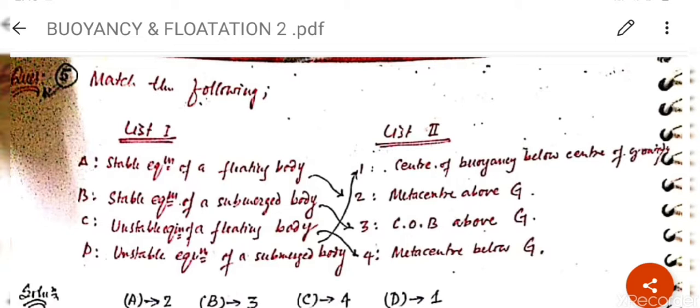A representing 2, B representing 3, C representing 4, D is 1. You can match and see the last theory I have explained.